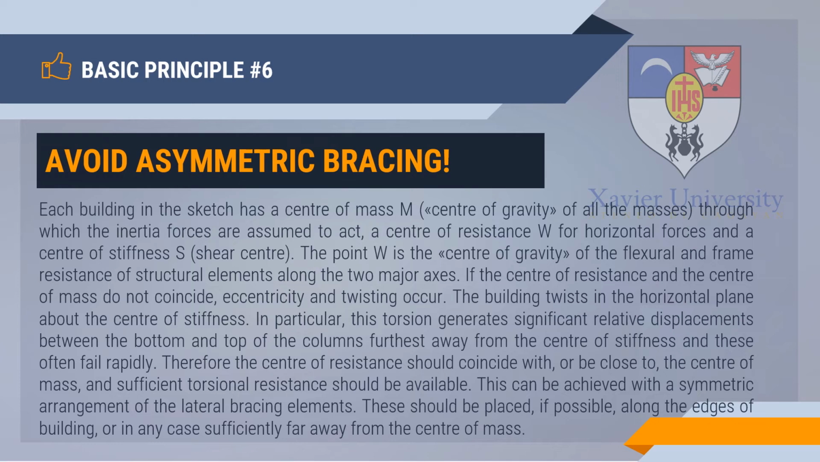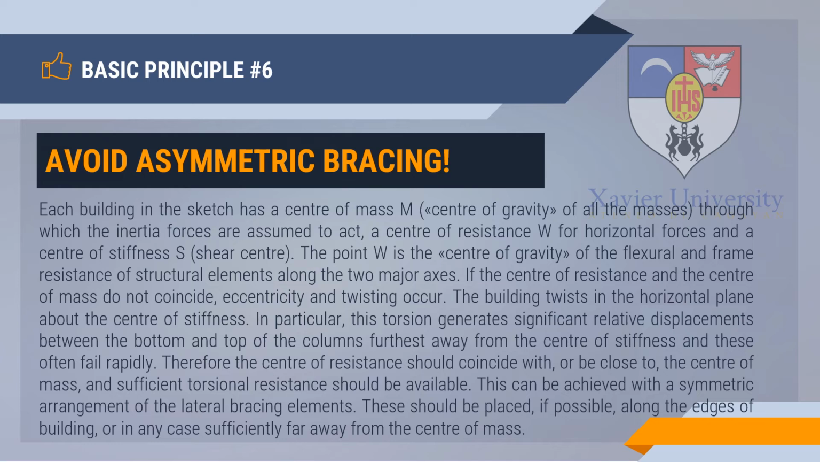So each building in the picture presented in the previous slide has a center of mass, or the center of gravity of all masses, through which the inertia forces are assumed to act. We also have a center of resistance W for horizontal forces and a center of stiffness S, or shear center. So the point W is the center of gravity of the flexural and frame resistance of structural elements along the two major axes.